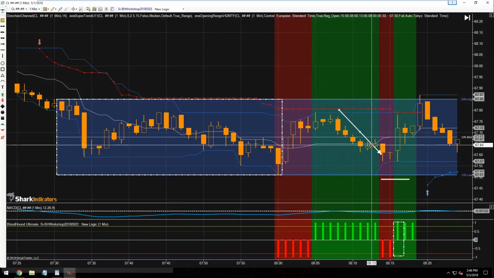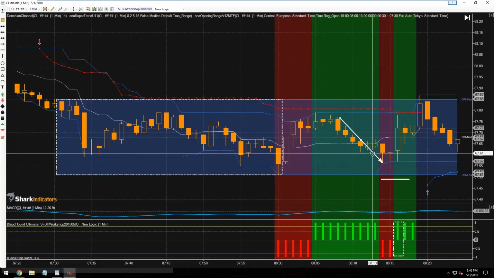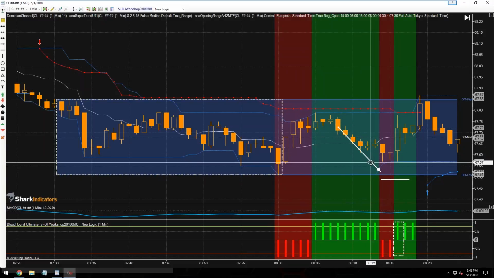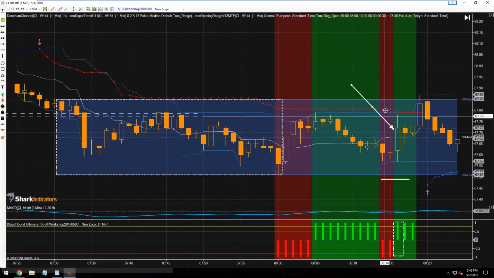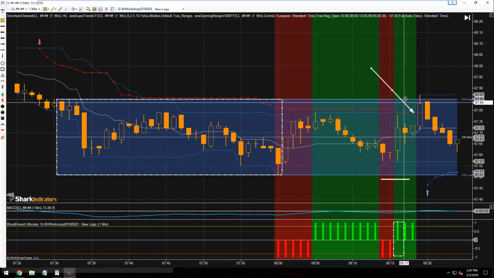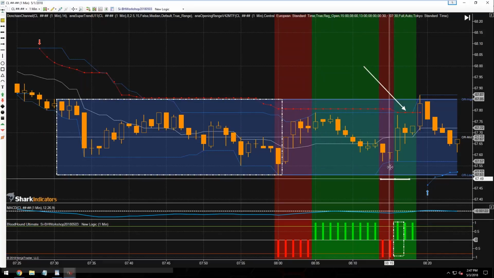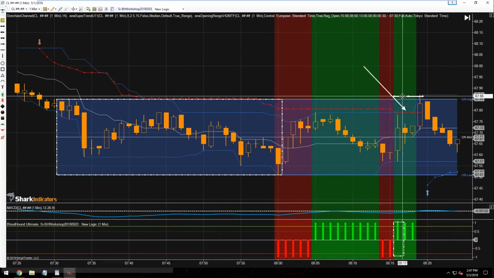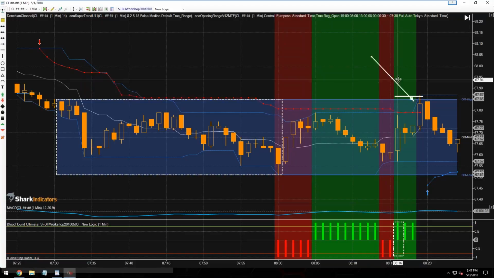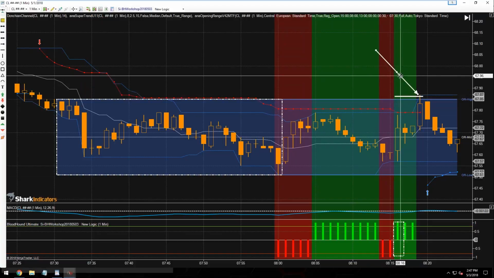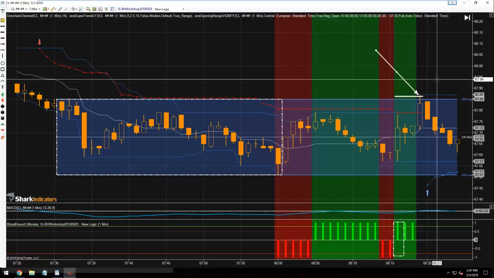But nope, price comes back down to the lower part of the range, so maybe we're going to get a short. But nope, price switches again, so maybe we're going to get a long breakout. So a long stop entry is placed, and bingo, price hits it. So we did finally get a fill there.